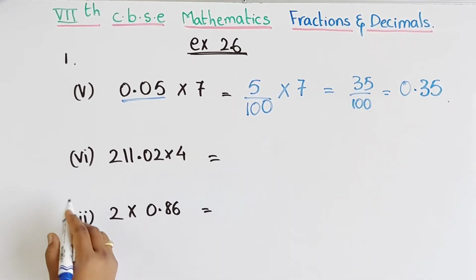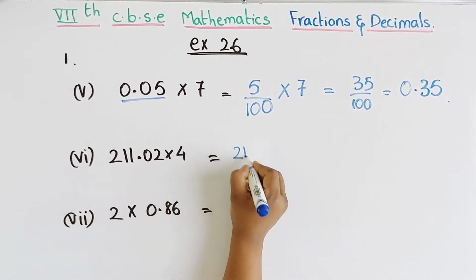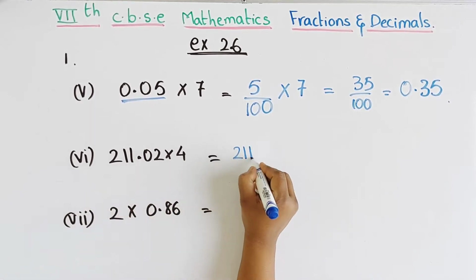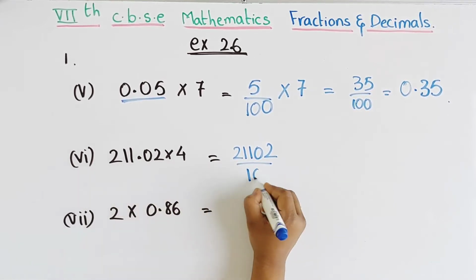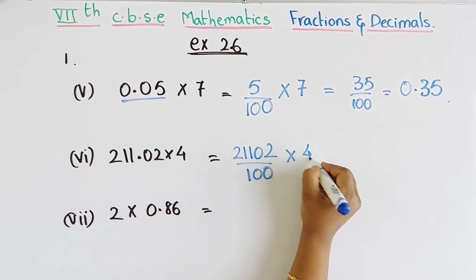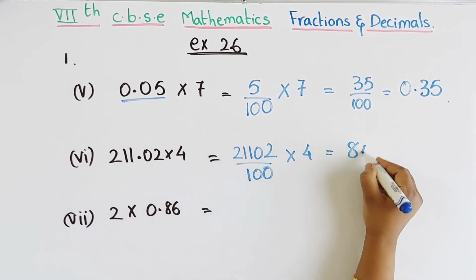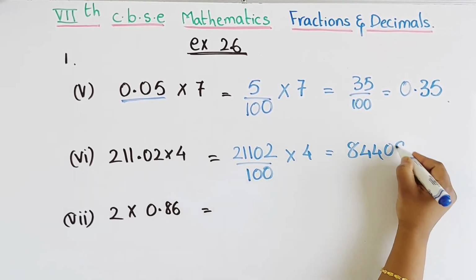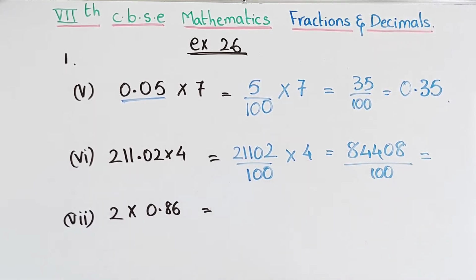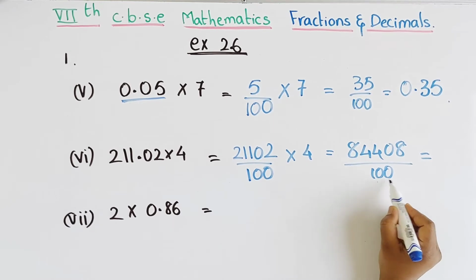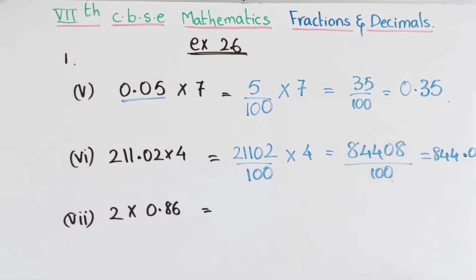Correct? Now 211.02 into 4. 211.02 means 21102, with the point placed after 2 digits, so 2 zeros in the denominator, into 4. Correct? Now multiply with 4. 4 twos are 8. Next 4 zeros are 0, 4 ones are 4, 4 twos are 8. Divided by 100. Now 84408 divided by 100, children. We have 2 zeros in the denominator. That means 844.08 is the answer. Correct?